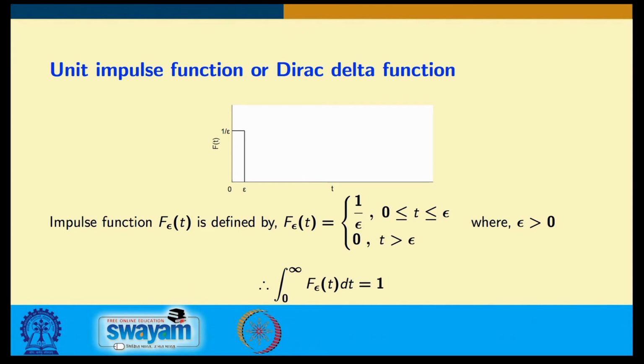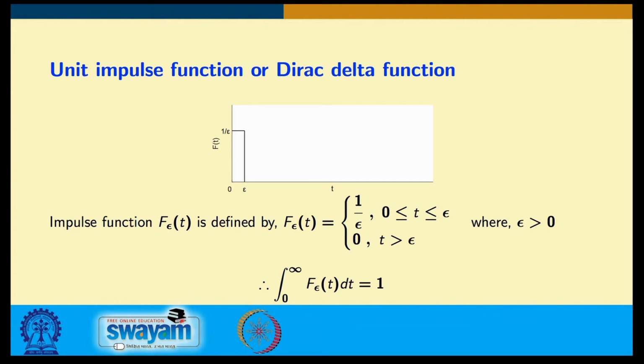There is another important function which appears frequently in various engineering problems, which we call the impulse function or Dirac delta function. You see the figure here. The function is defined like this: f epsilon(t) equals 1 by epsilon whenever t lies between 0 to epsilon, and the value is 0 beyond that. It is creating a shape something like this, such that the integral from 0 to infinity of f epsilon(t) dt equals 1.